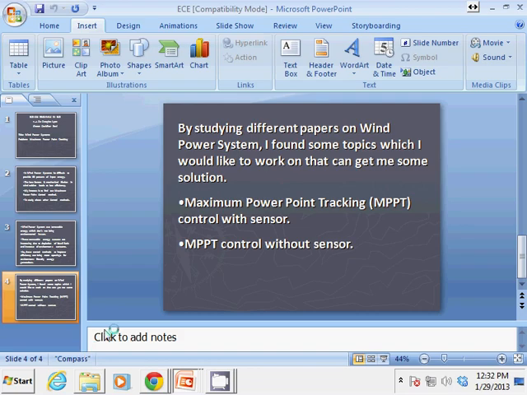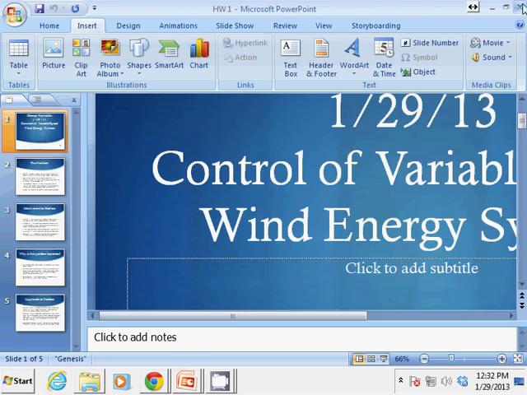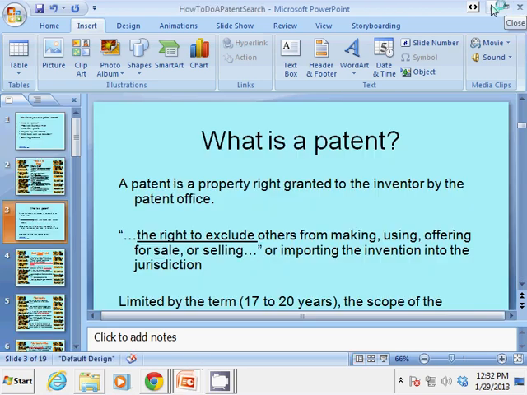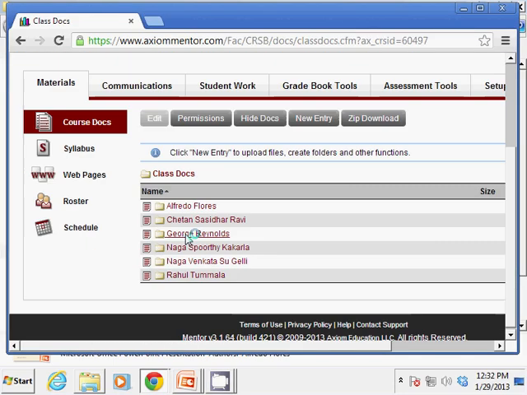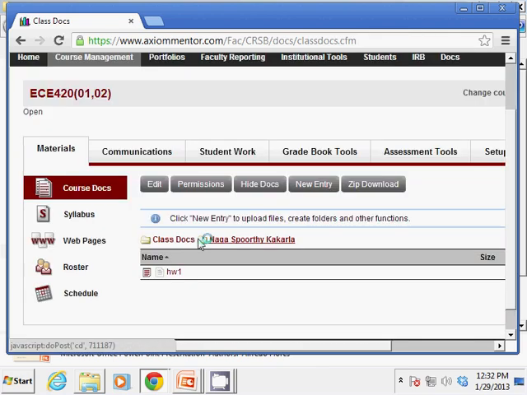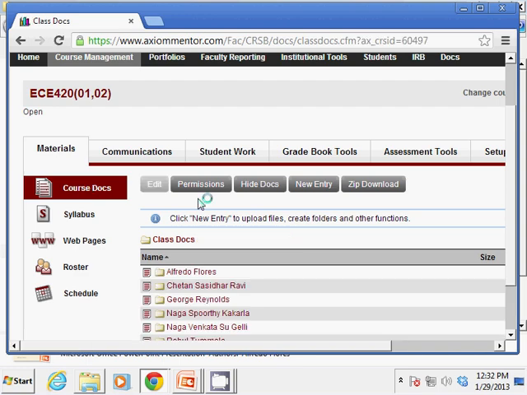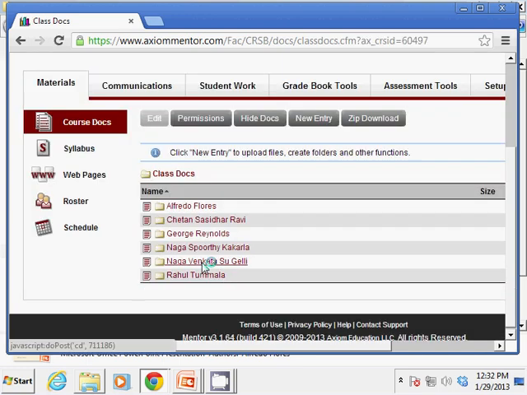Is it getting any cooler in here? Not so much. It's still hot. Yeah, I think so. Let me go back to course docs. Oh, you went already. Course docs. Let's see. Sarisha.